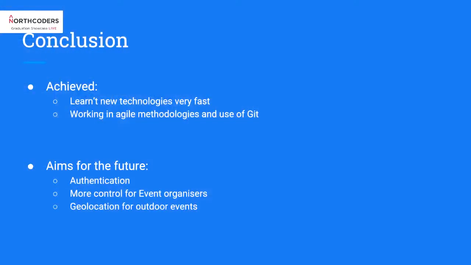So the things we've achieved: basically, we've learned a lot of new technologies. We've learned how to use React Native. We've learned how to use AWS and Docker. We've learned how to use Git properly. But yeah, the main outcome of this is it's a learning process. It's not just about the app. We've learned a lot. And aims for the future.